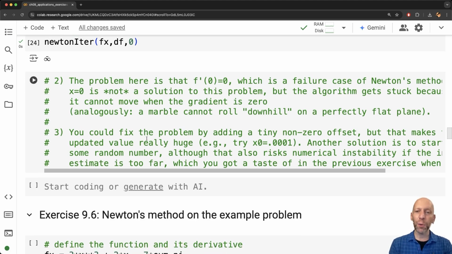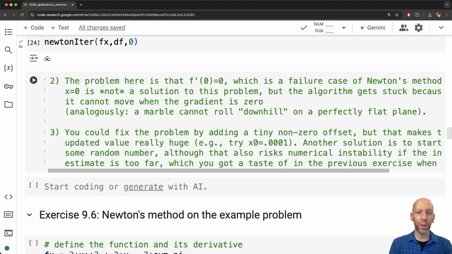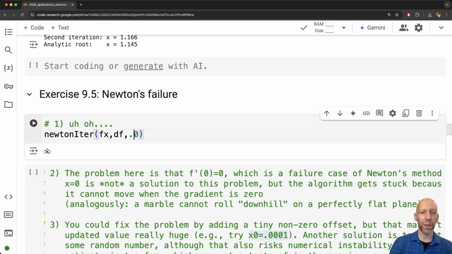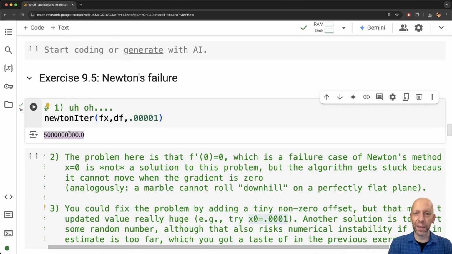Okay, there's a couple of ways you can fix the problem. You could try adding a tiny offset. So for example, we can try this. So instead of starting at 0, we're going to start at some small number like this. Now, on the one hand, this is okay in the sense that we get a finite number instead of infinity. So that's better, but also this is hardly close to the root of the equation, which is essentially just x cubed. You could just keep running this over and over again.